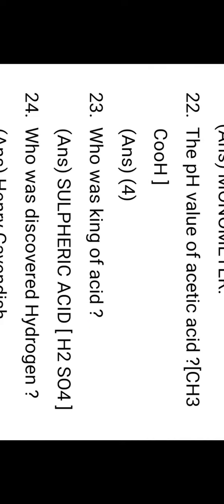The next question 22. The pH value of acetic acid is 4, because we already discussed before that from 1 to 6 the acidic nature decreases. 1 to 3 are the strong acids, 4, 5, 6 are the weak acids.